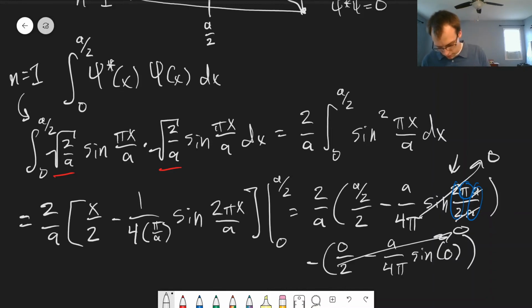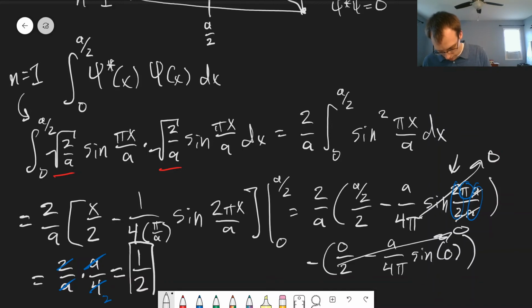So we end up with just 2 over a times a over 4. All right, our a's will cancel. That will reduce to just a 2 there. And so we end up with, as we expected, 1/2 is the answer. And so that is our probability of finding the particle on the left-hand side of the box.